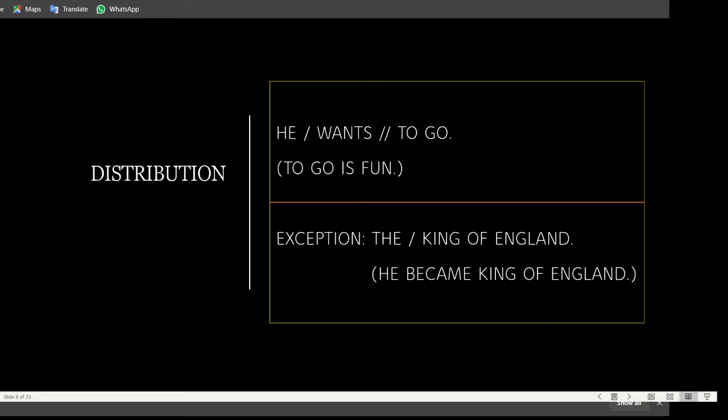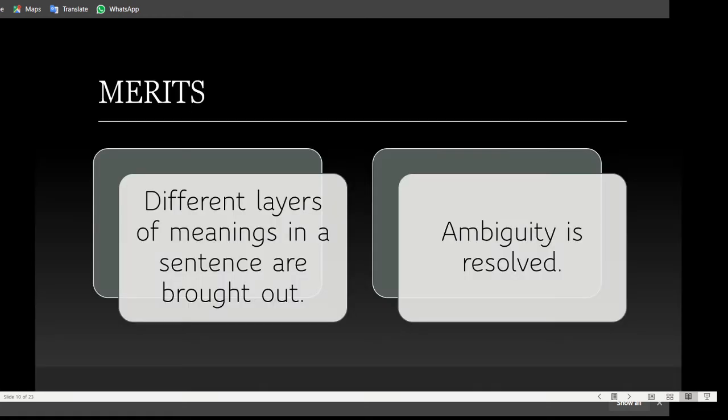Now moving on to the merits and demerits of IC analysis, or what are the advantages and the limitations of IC analysis. At first, there are 2 major merits of IC analysis.